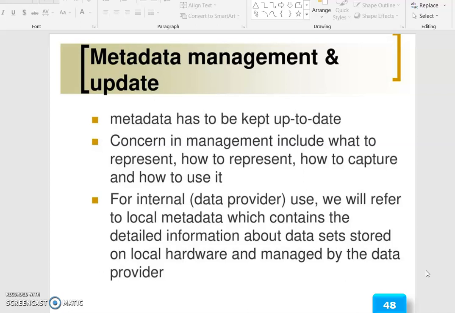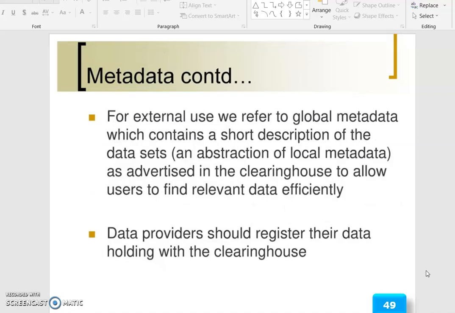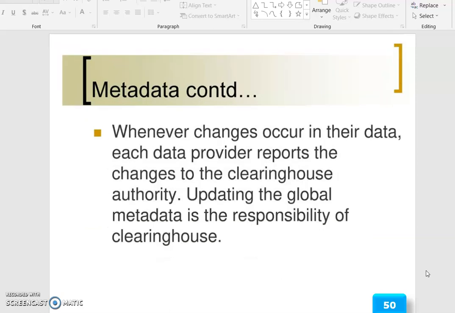So for internal data provider use, we refer to local metadata, which contains detailed information about data sets stored on local hardware and managed by the data provider. For external use, we refer to global metadata, which contains a short description of the data sets, an abstraction of local metadata, and heuristics in the clearinghouse to allow users to find relevant data efficiently. Data providers should register their data holdings with the clearinghouse. Whenever changes occur in the data, each data provider reports those changes to the clearinghouse authority. Updating the global metadata is the responsibility of the clearinghouse.